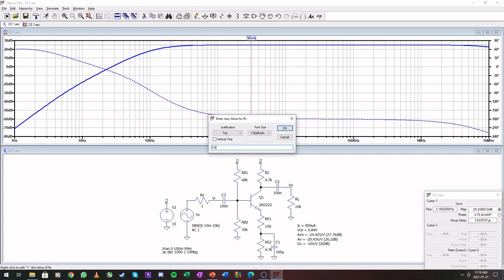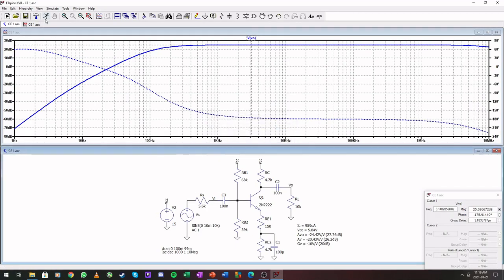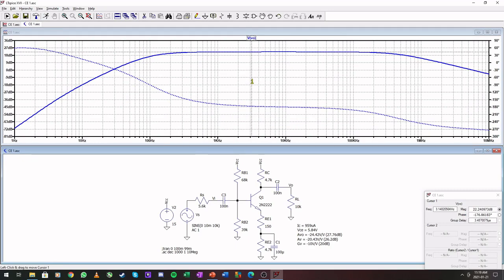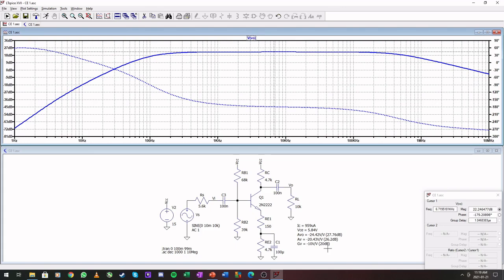And I think this was 5.6K in the original. We'll see in a moment. 22.246 and 20 decibels. So that is fairly close to the originals. And that's example number 3. Okay, so we have 4 and 5 left. Let me open those.